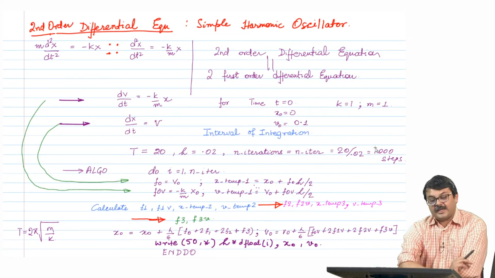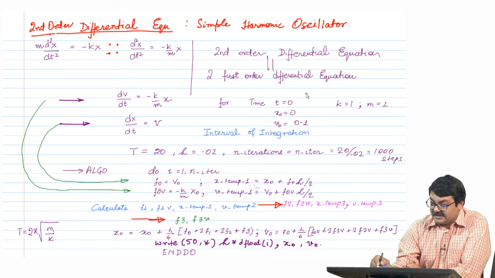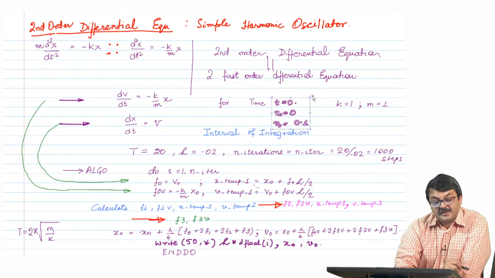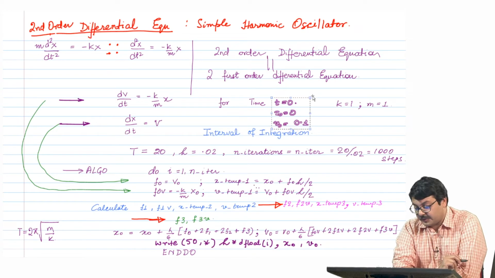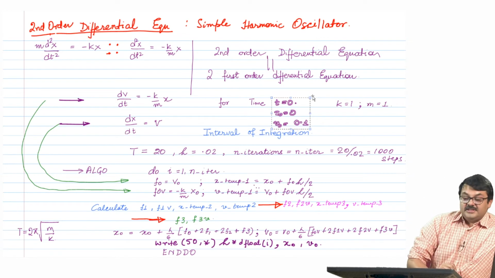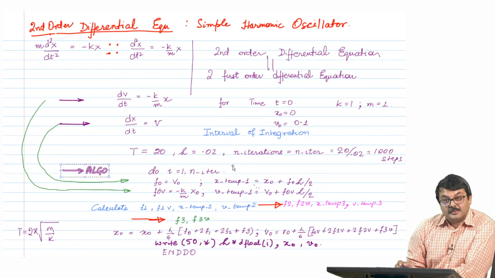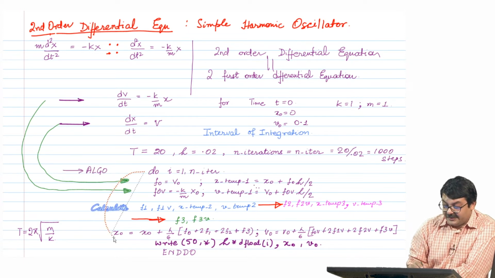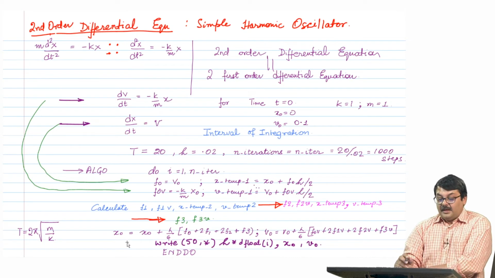So, what would the algo be? It can't be very different from what it was last time. Here the initial values are given for the two differential equations, x equal to 0 and v 0 equal to 0.1. Those are the initial conditions. So, the algo will basically be do i equal to 1 to n iter, number of iterations, and at the end there is the end do loop, right.